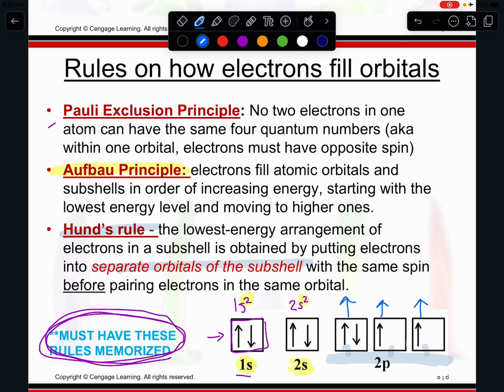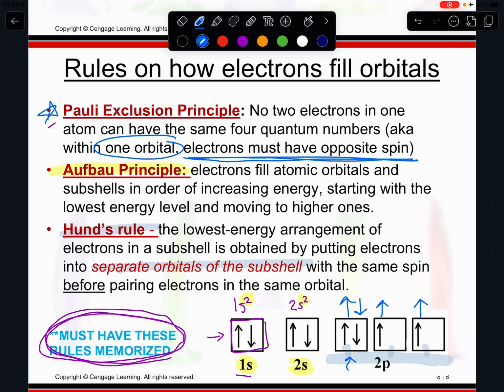Now, if they do double themselves up, which you can see happening here, then we refer to the Pauli exclusion principle, which means that within one orbital, electrons must have opposite spins. So to demonstrate opposite spins, we go ahead and put an arrow in the other direction, okay? So it'd be kind of like putting your beds on opposite sides of the room.